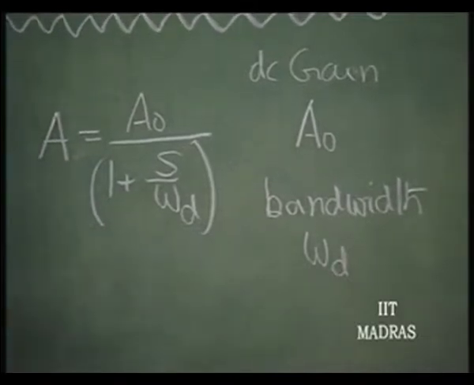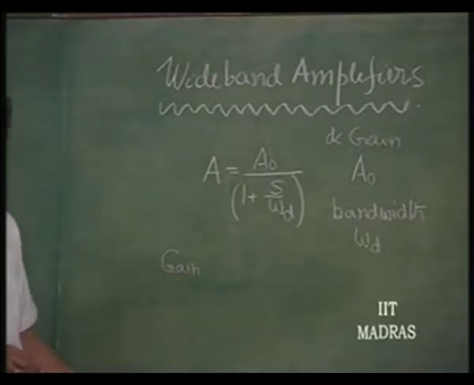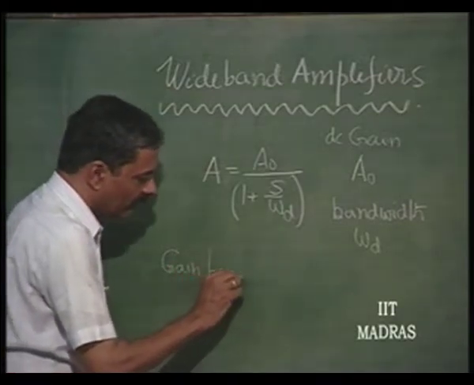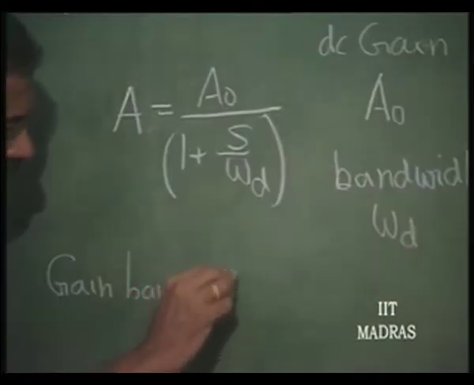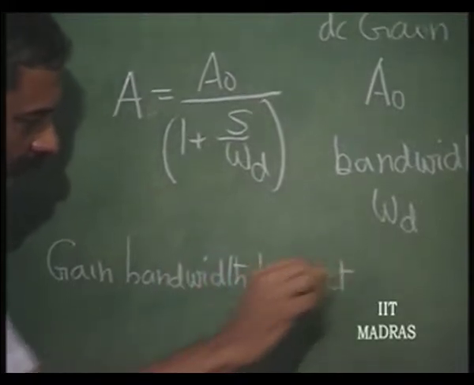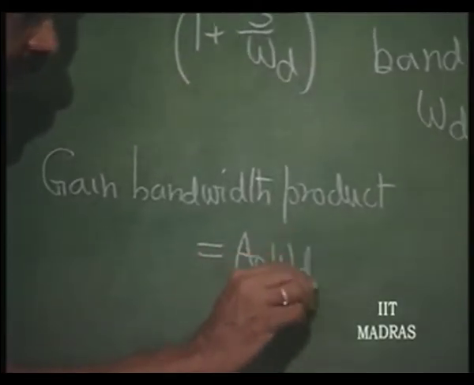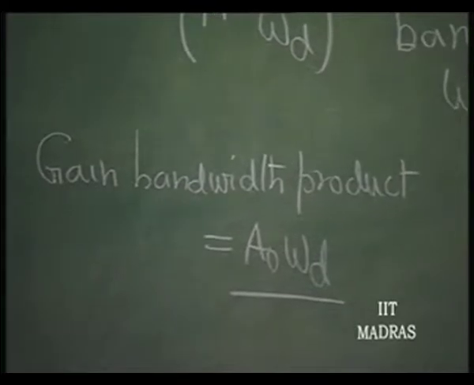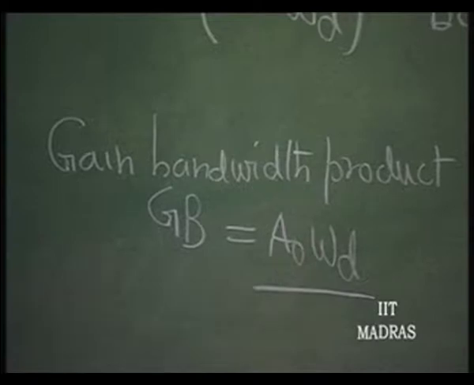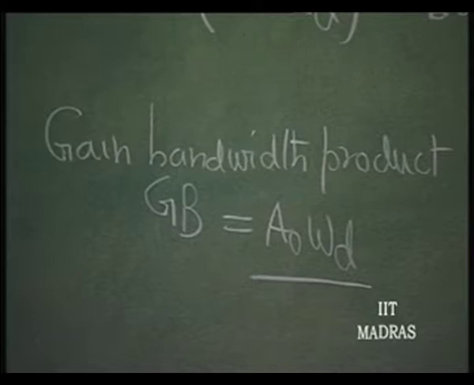Then we said a measure of the amplifier performance is defined by what is called the gain bandwidth product, which is equal to A naught into omega t. So, this is a very important parameter associated with any amplifier, the gain bandwidth product.